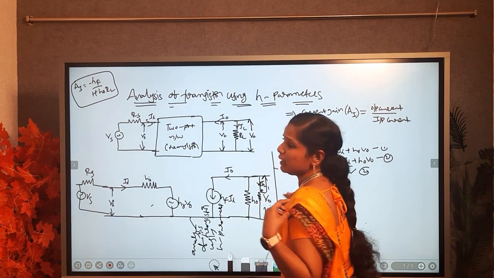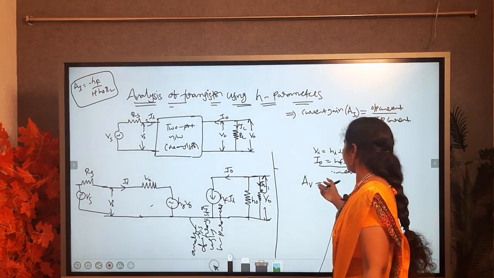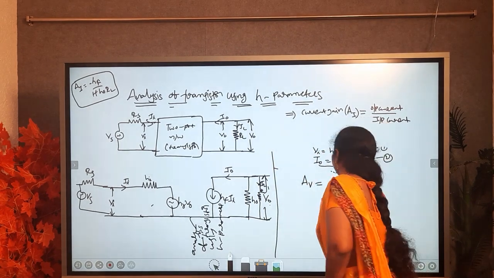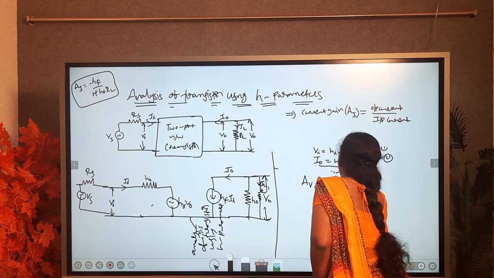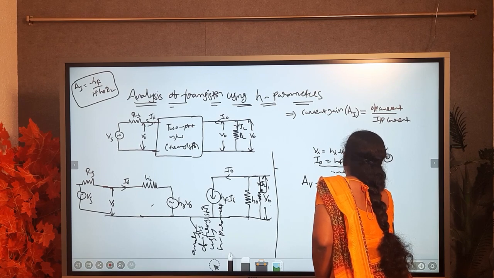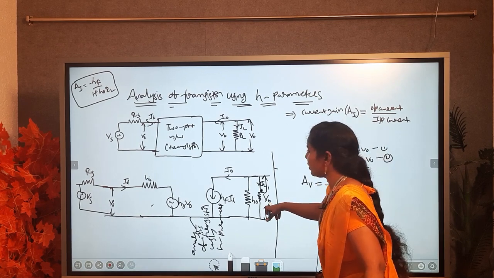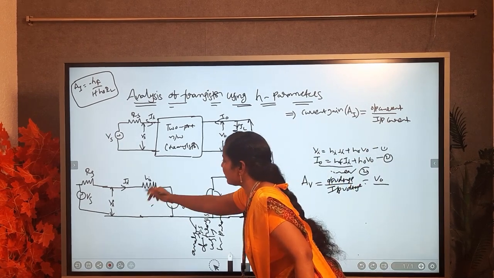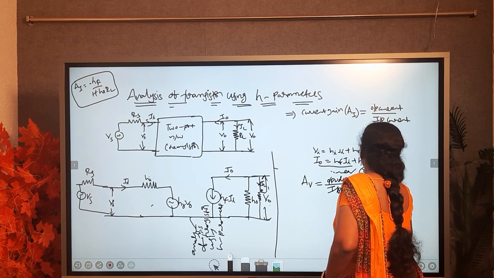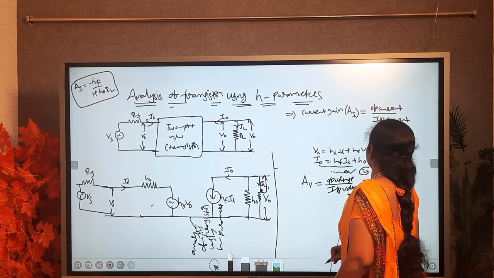AV. The gain will be considered as A. We have to find out the voltage gain. So, A suffix V is output voltage by input voltage. Output voltage means this is the V naught. Input voltage means this is the VI. VI is the input voltage. V naught and VI.